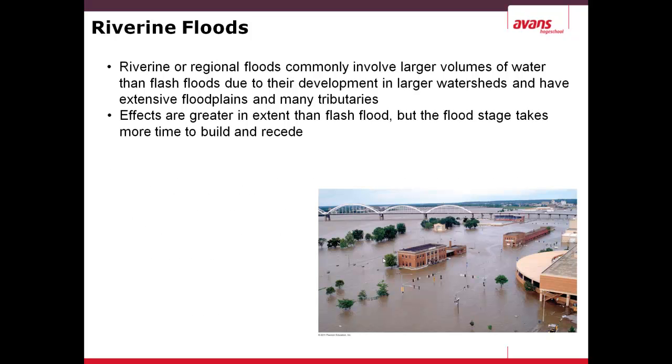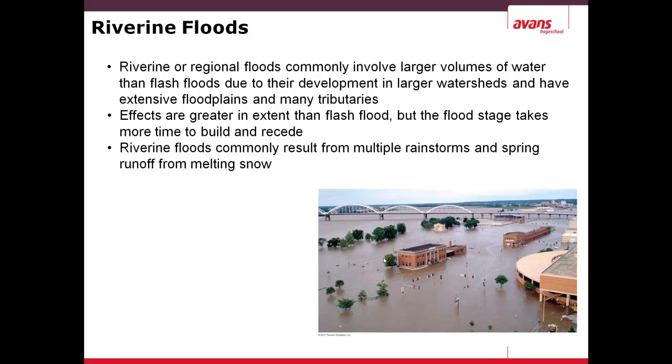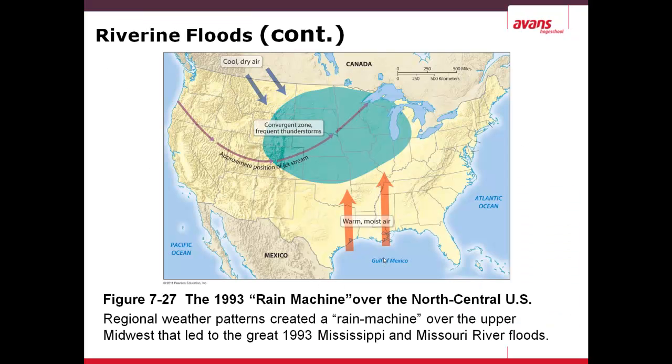But while it is slower forming, it can quite often be more devastating because of the time it takes. These riverine floods typically go over several days. They result from multiple rainstorms and spring runoff events from melting snow.